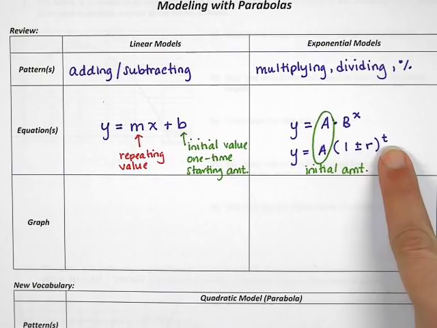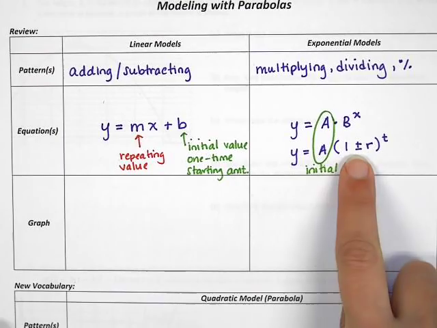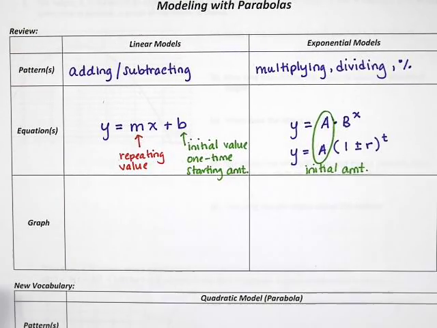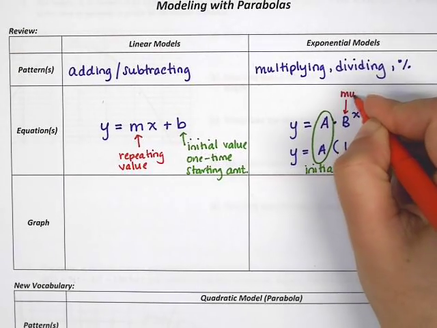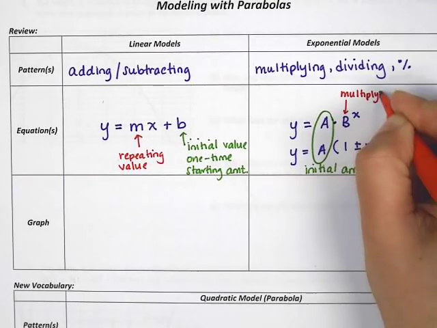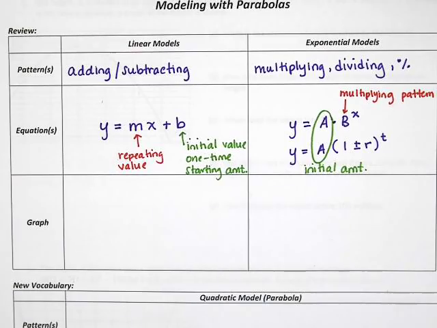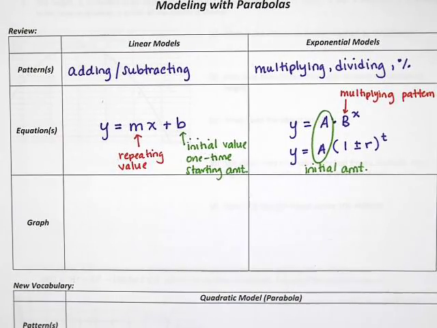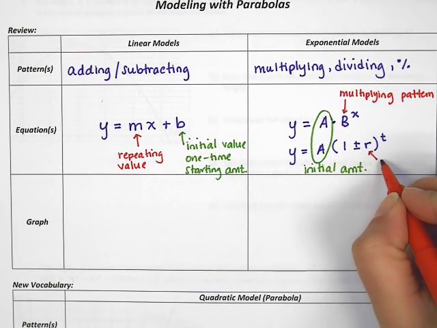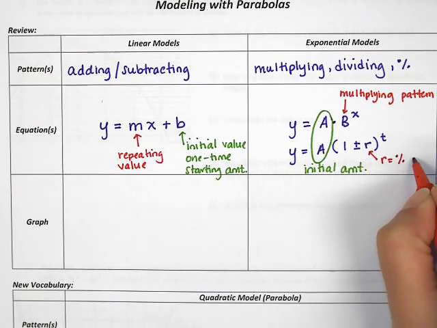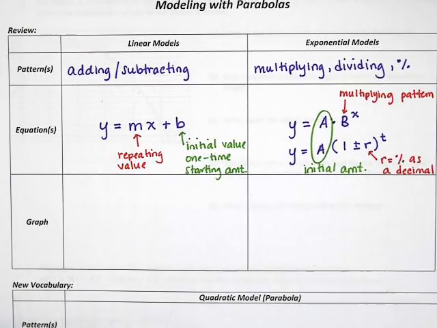The exponent is always going to be the variable. So x or t, they're both the variables. The only thing that changes is the base that we use for that exponent. In this type of equation, this is the multiplying pattern. So if we were multiplying by 2 every time, b would be 2. Whereas in this equation, because we're dealing with percents, to figure out that base, the r is the percent as a decimal. So we needed to convert all of our percents to decimals.